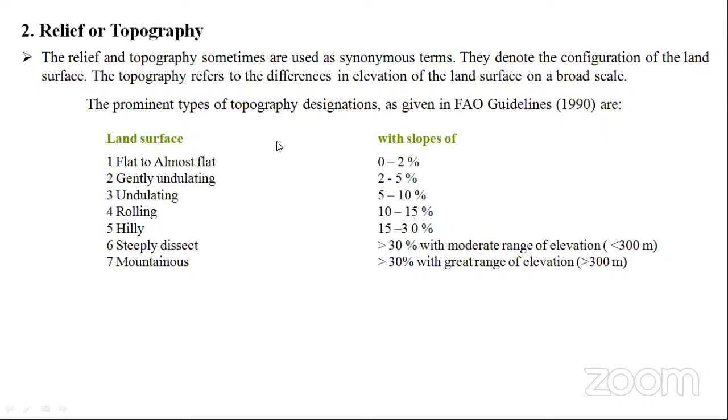Come on. Okay, SRF students, you should know all these things. Actually, this lecture is especially for you, and in the same way, it is important for JRF students also.